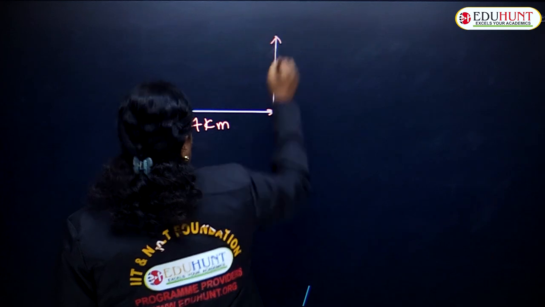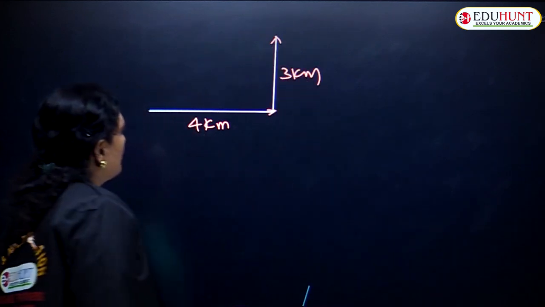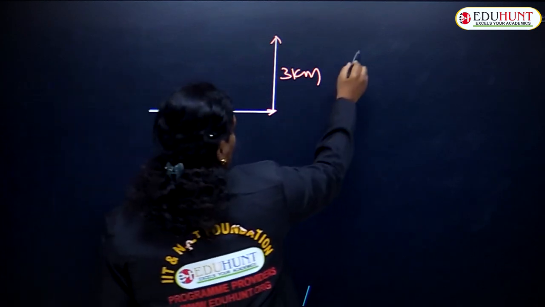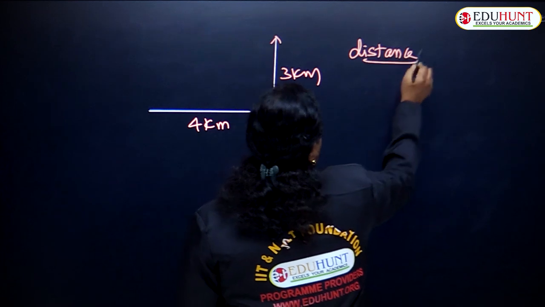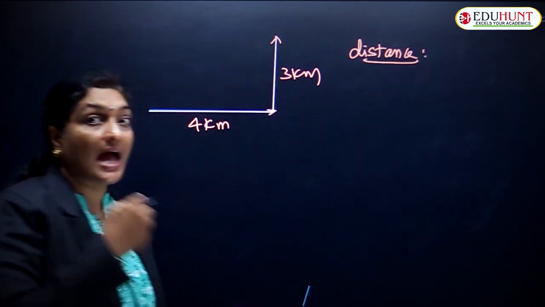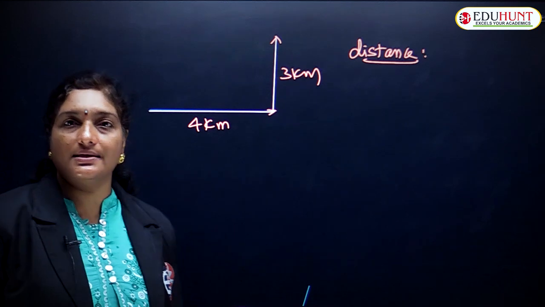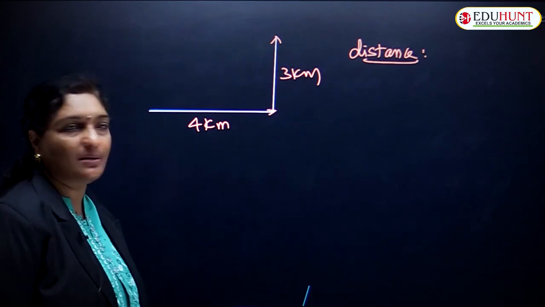In this direction. And how much distance has he covered? 3 kilometers. Then what do you mean by distance? Distance means the actual length of the path. What is distance? The actual length of the path covered by a body is called distance.